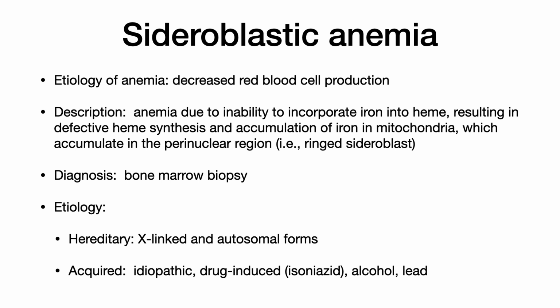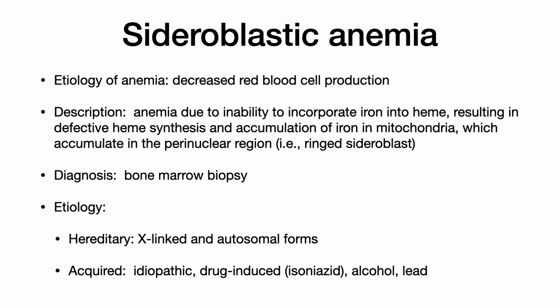So, sideroblastic anemia, decreased red blood cell production, same thing as etiology. The description is an anemia that's due to the inability to incorporate iron into heme. Because you can't incorporate the iron into the heme, heme synthesis will be defective, and you have that iron available. It's not like they're short on iron like in iron deficiency. It will actually accumulate in the mitochondria, in a perinuclear region, hence the name ringed sideroblast.